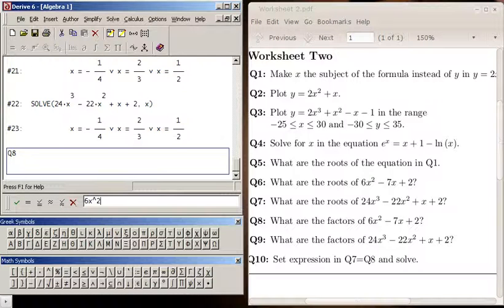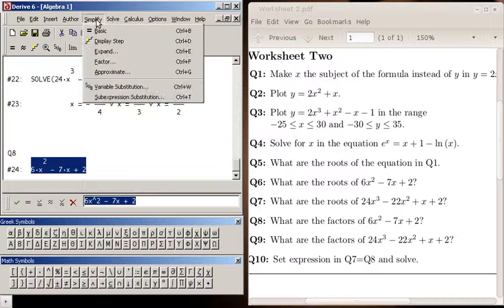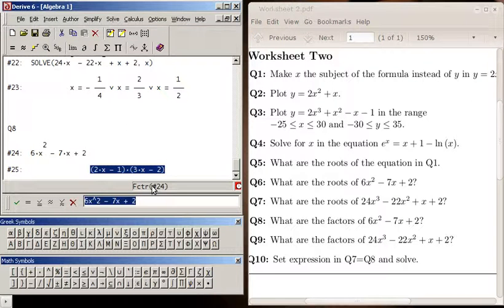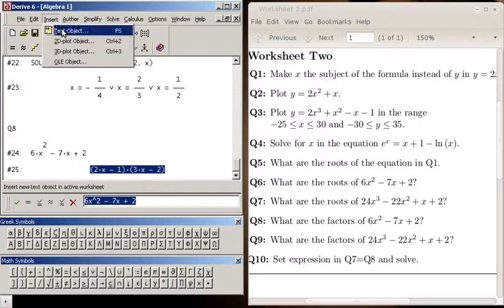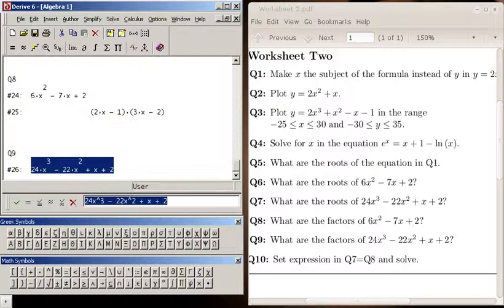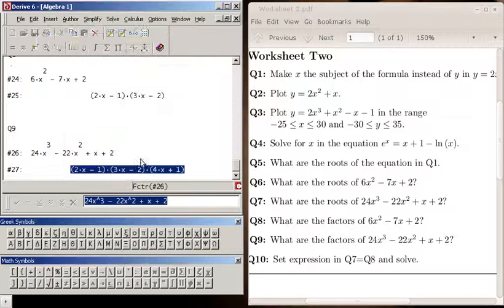6x squared minus 7x plus 2. And we want to find the factors here. So that'd be simplify, factor, and factor. We have the two factors then. Question 9. 24x cubed minus 22x squared plus x plus 2. Simplify, factor, factor, and there's the factors there.